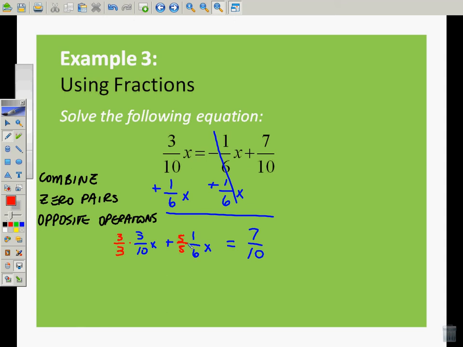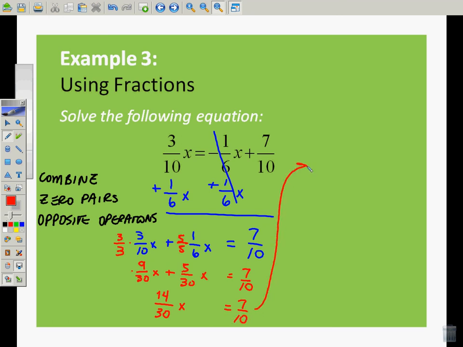And so when I come down to this level, I've got 9 over 30 x plus 5 over 30 x is equal to 7/10. So once again, I didn't have to multiply that by the other side because I simply had an unreduction of the fraction. So if I reduce these two fractions here, 9 over 30 and 5 over 30, I would have what I had in the previous line. So now I can add these. So I've got 14 over 30 x is equal to 7/10.